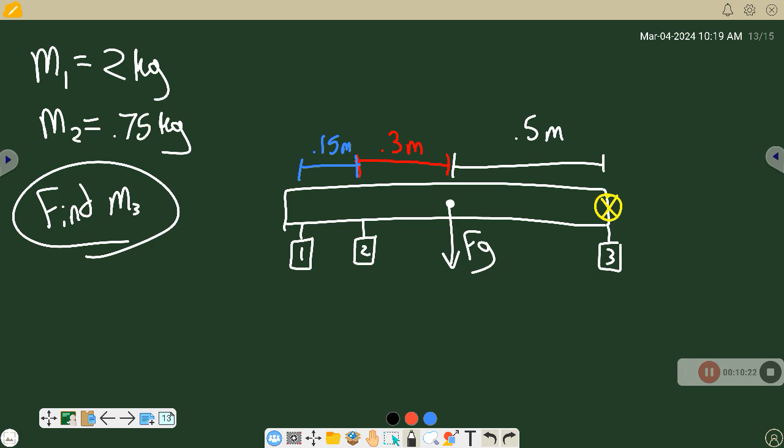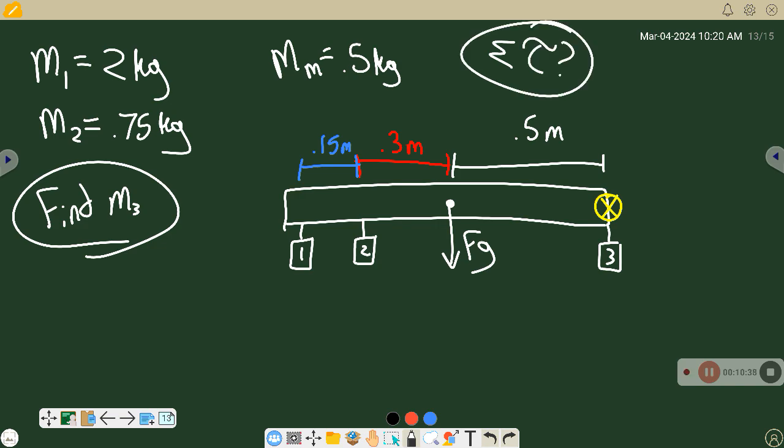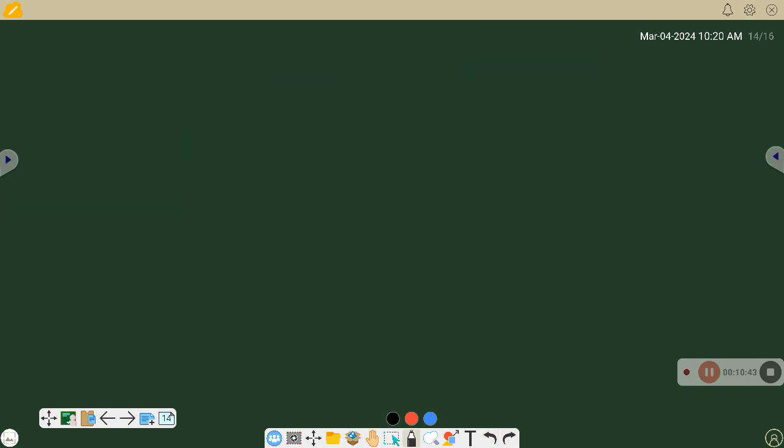So we're going to use that as an additional torque in this next problem. So let's say that the meter stick has a mass of 0.5 kilograms. And let's say I want to find the net torque acting on this object. So I've got to consider what are all the torques acting on this object.